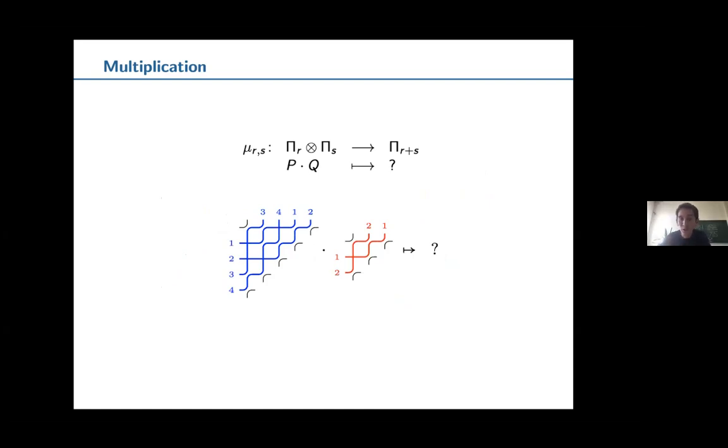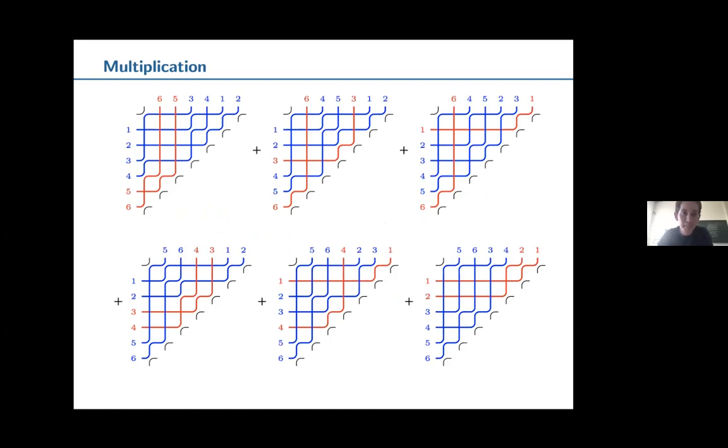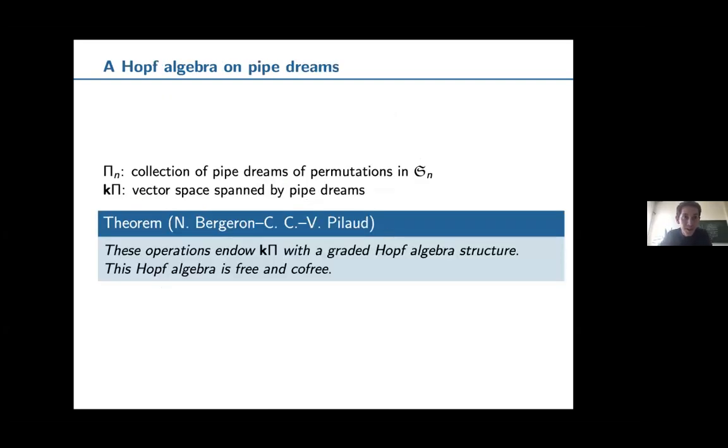So again, how do we define the multiplication? I split the second one in many parts, and then I insert them at several places. This is how it looks in this particular case. For example, here I split the red one in two parts, then I insert them in different places. And the result is that these operations endow the vector space spanned by pipe dreams with a graded Hopf algebra structure. And this one is free and co-free.